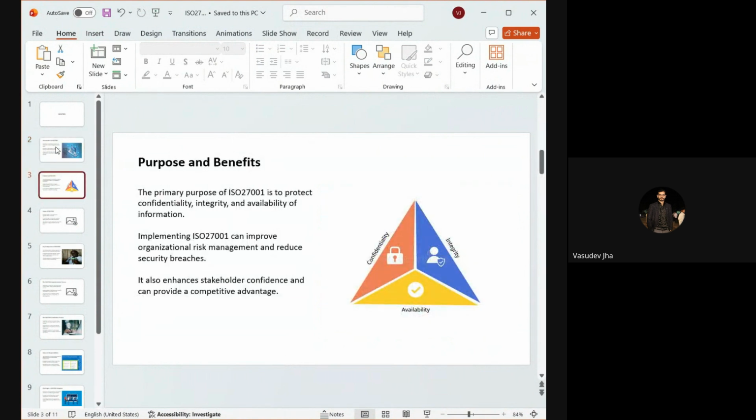Now, purpose and benefits. The primary purpose of ISO 27001 is to protect the confidentiality, integrity, and availability of information, basically our CIA triad. Implementing ISO 27001 can improve organizational risk management and reduce security breaches, and it also enhances stakeholder confidence and can provide a competitive advantage.